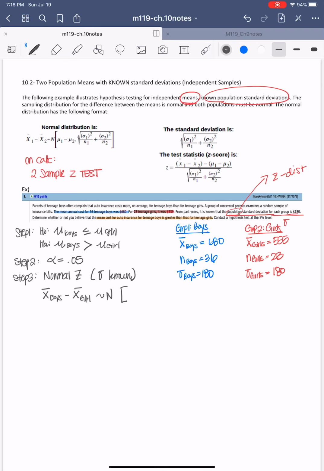A group of concerned parents examined a random sample of insurance bills. The means are 680 and 555. From the past, the population standard deviation is known. So this is a standard normal Z distribution. Remember, this is a population mean, and a standard normal distribution has a mean of 0, right? So we have 0 take away 0, which is 0.